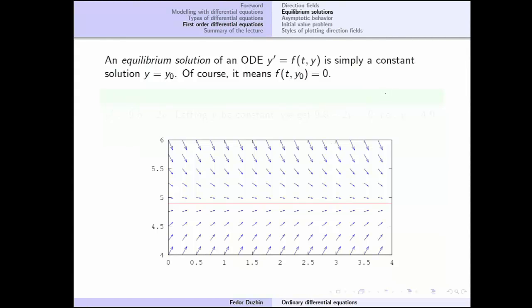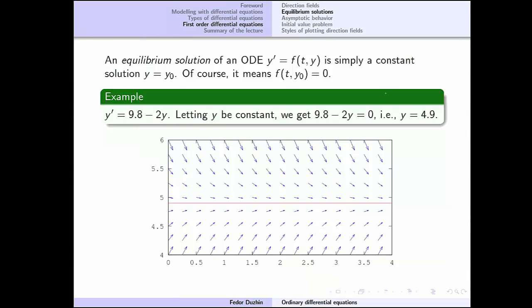When studying differential equations, it is very important to identify certain special types of solutions, and the simplest of them is an equilibrium solution, right? Which is simply a constant. But of course, the derivative of a constant is 0, and it means that in order to find equilibrium solutions, we just take the right-hand side of our differential equation and equate it to 0.